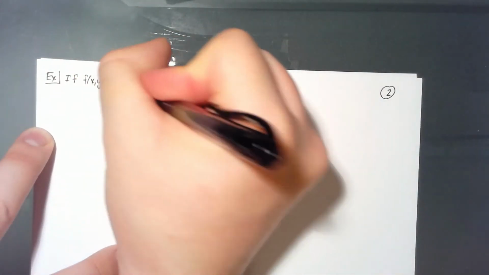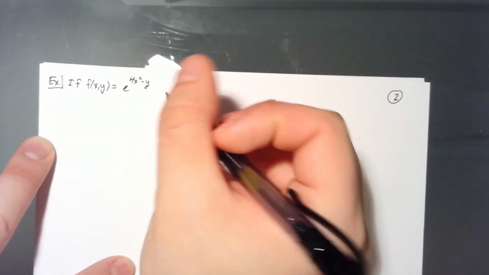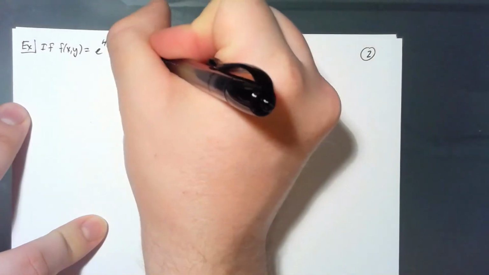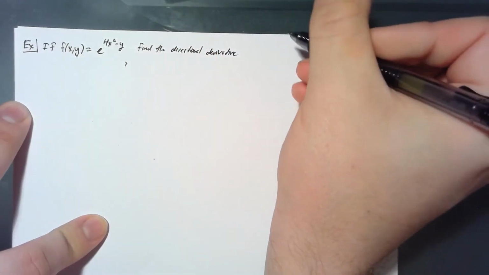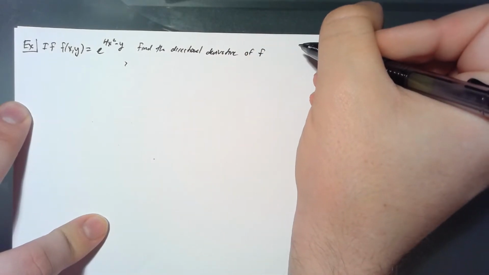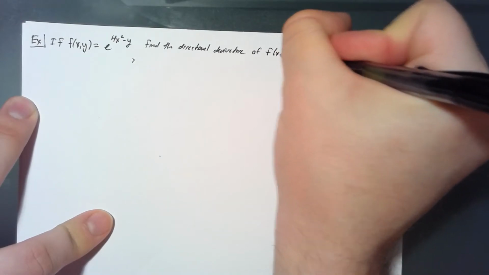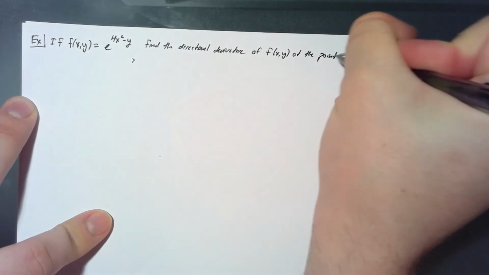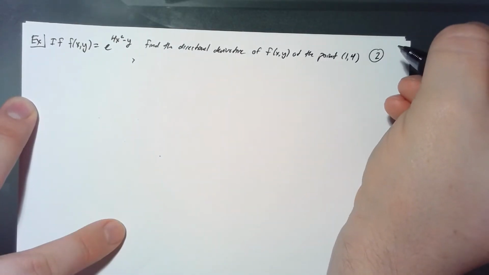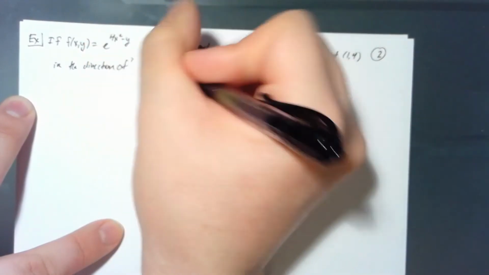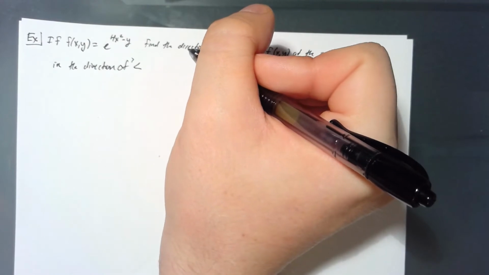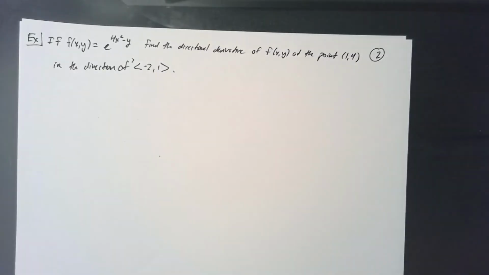If f of x, y equals e to the 4x squared minus y power, find the directional derivative of f of x, y at the point 1, 4 in the direction of -2, 1.